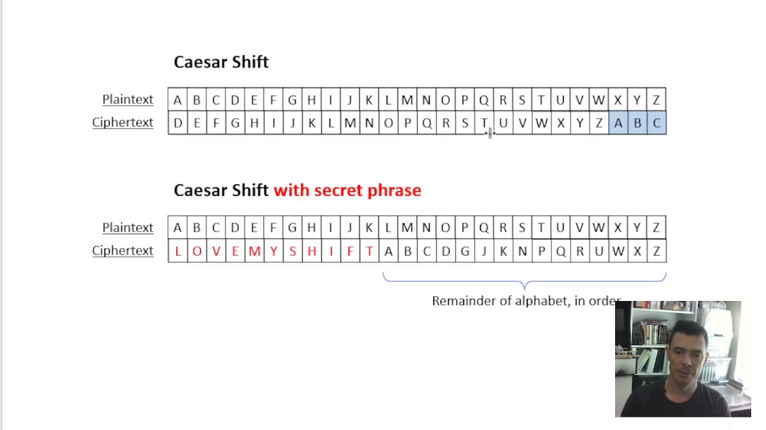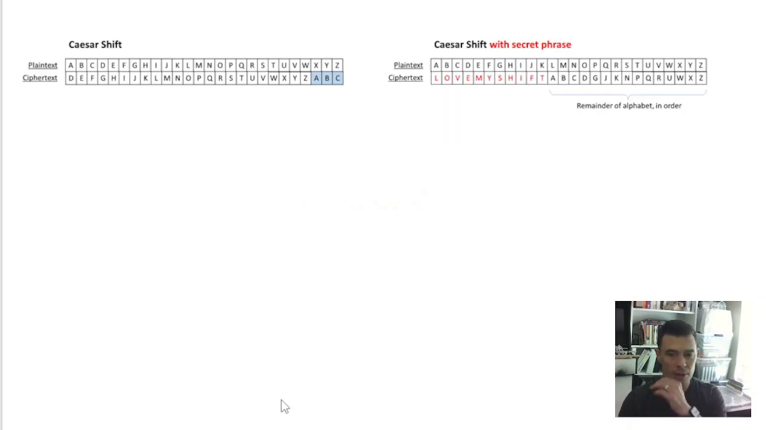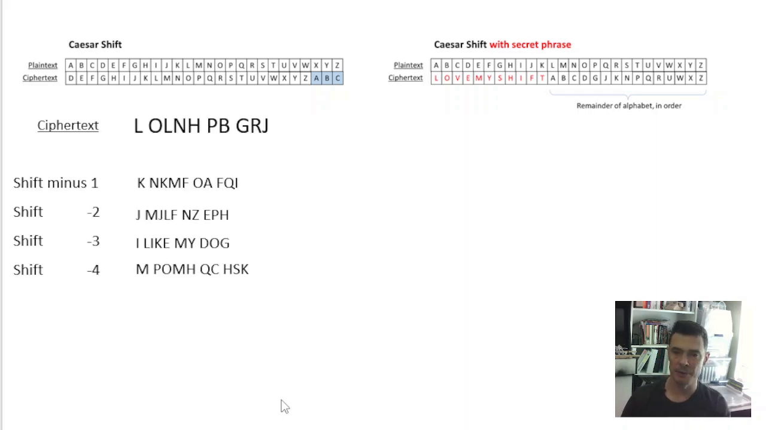Another way to look at the Caesar shift is you just line up your ciphertext and your plain text on top of each other. And then the next evolution of this idea was a Caesar shift that uses a secret phrase. So you put in your secret phrase, 2 or 3 words, and then you plug in the remainder of the alphabet in order. Just with these 2 examples, you can start to see the basics of cryptography.